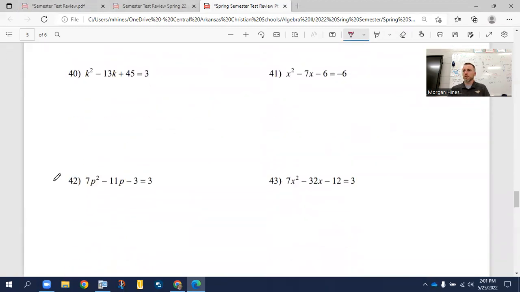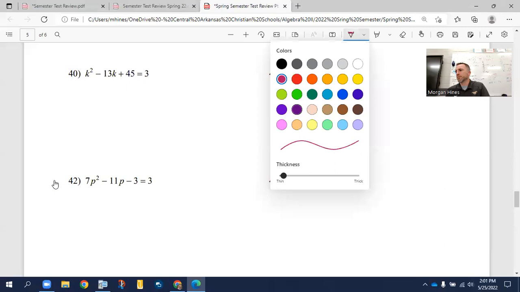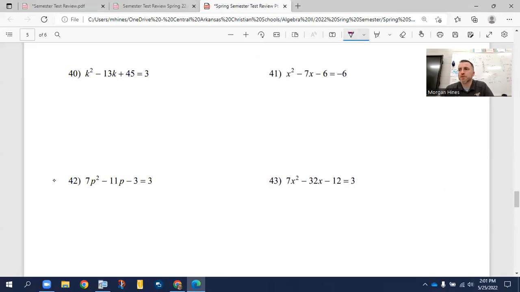I'm going to jump down to number 40 now. Here we have another quadratic equation. There's a k squared, there's also a k, but there's a 3 on the right side. So we can't factor it yet, because for two factors multiplied together, if we want to know when that equals 3, there are so many possibilities.